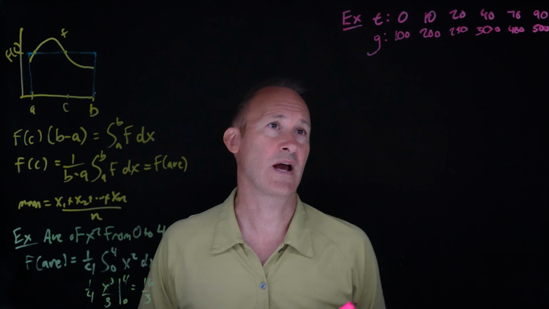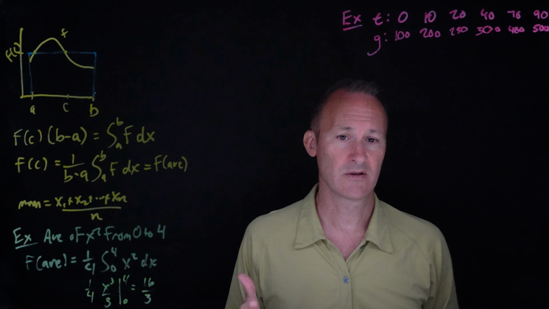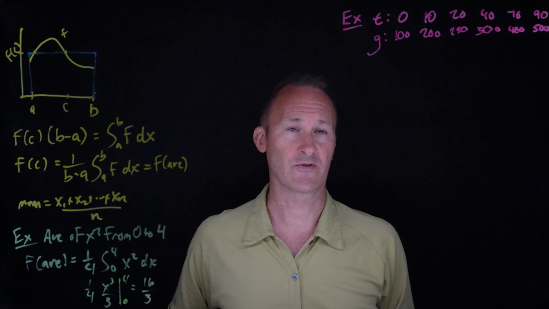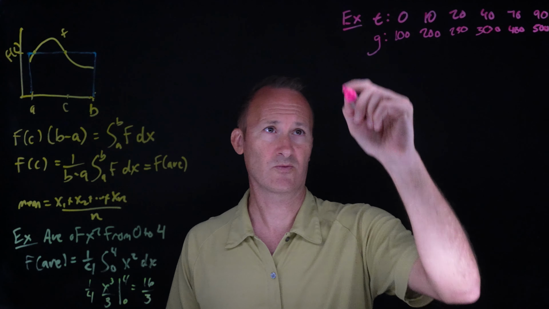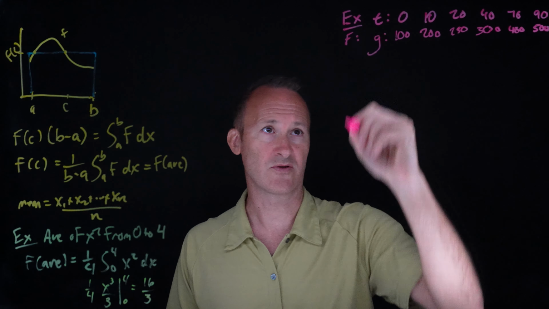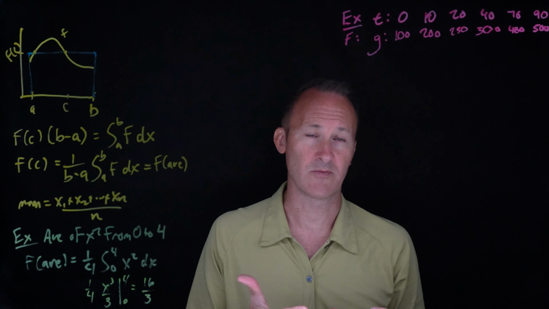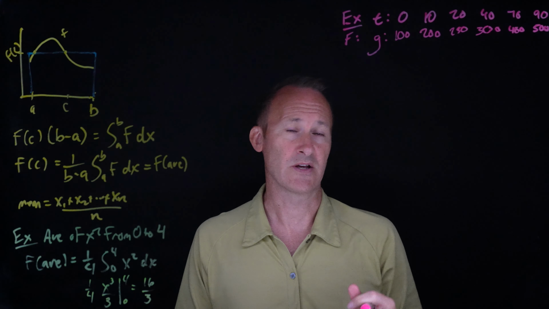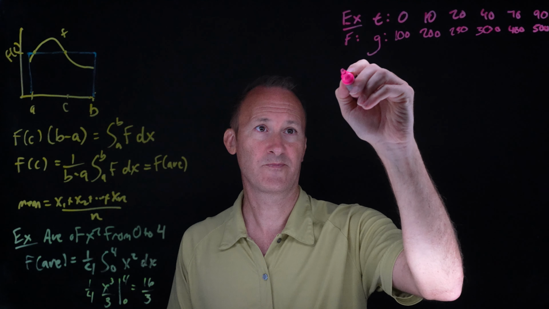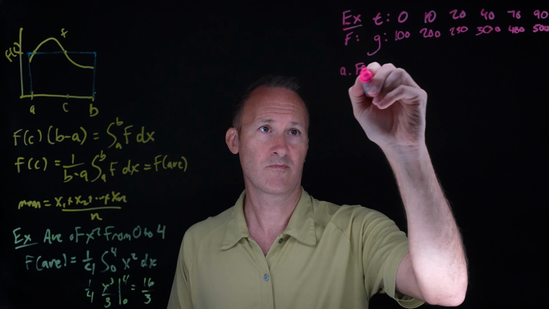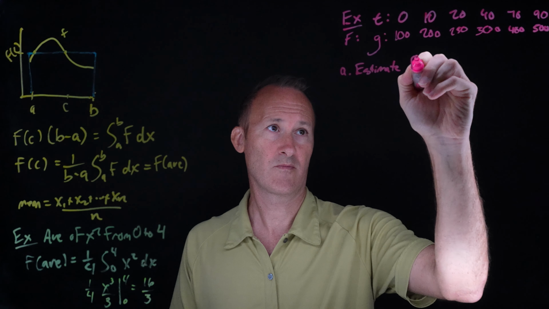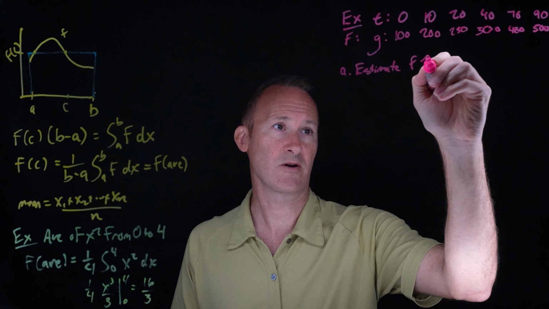Okay, and so we're going to ask a series of questions about this. So this is some particular function, and we'll just call it a function f. What it does is it measures the number of gallons at a certain amount of time. The first thing we're going to do is estimate f prime of 30.